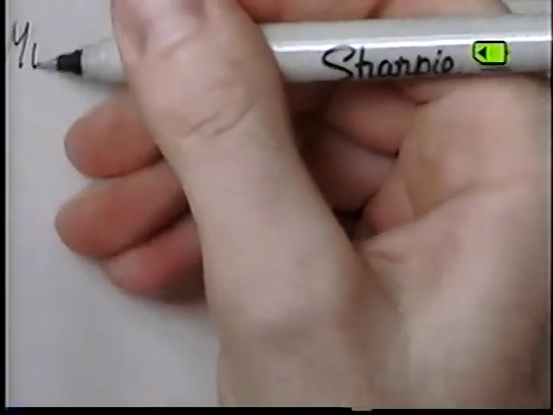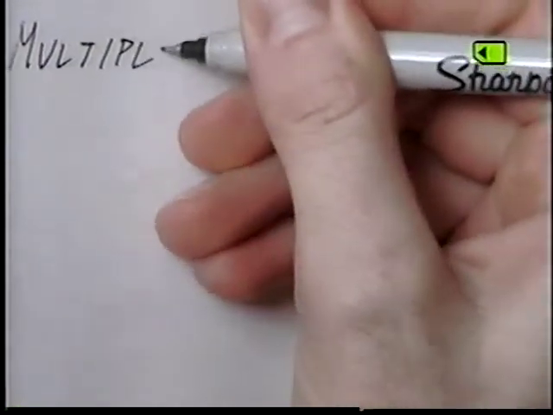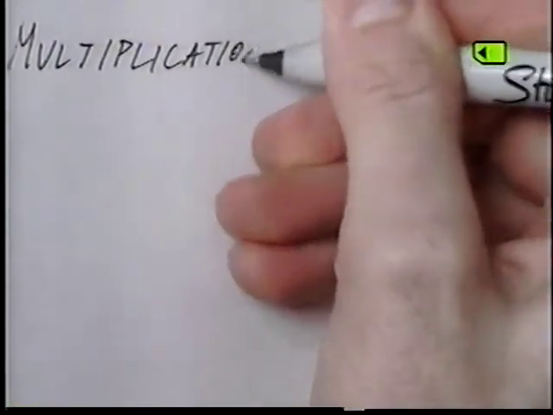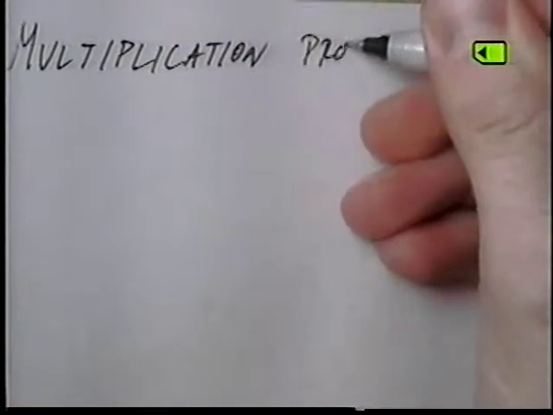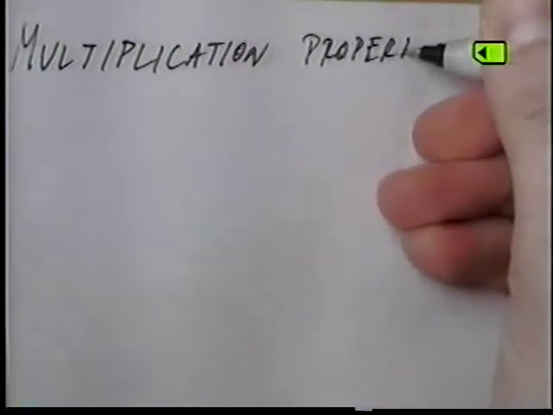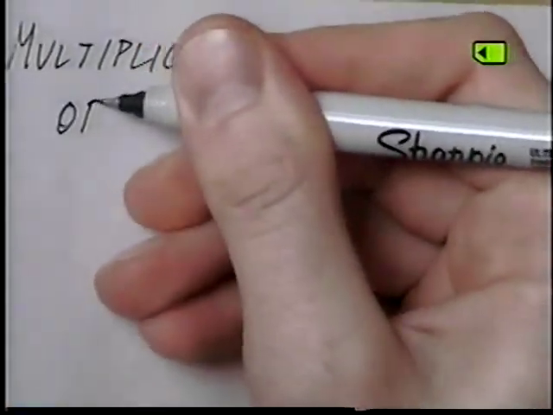Title of the first section of notes is Multiplication Property of Exponents.